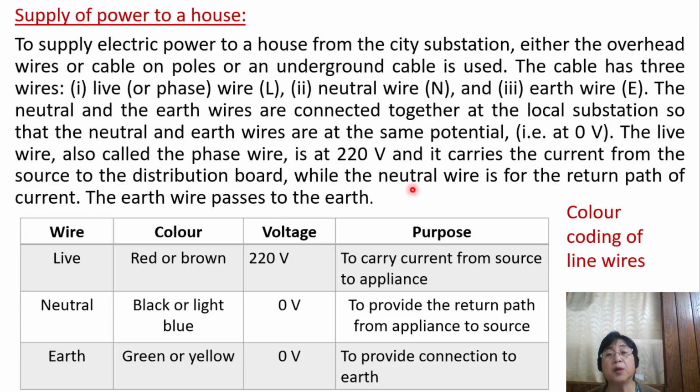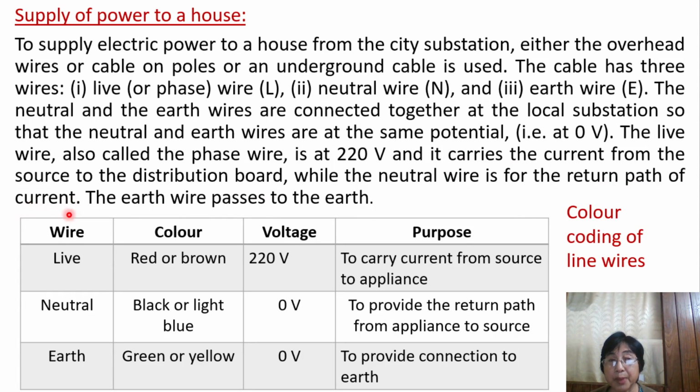The neutral wire is for the return path of the current. Look at the functions of these three wires. The live wire carries the current from the source to the distribution board. The neutral wire is for the return path of the current.